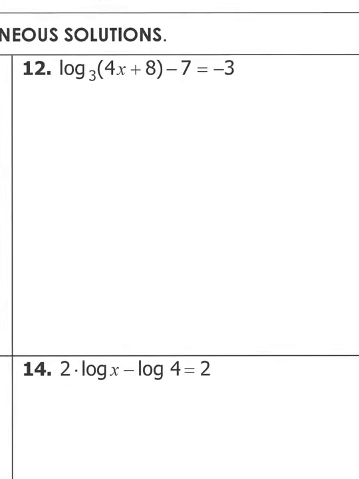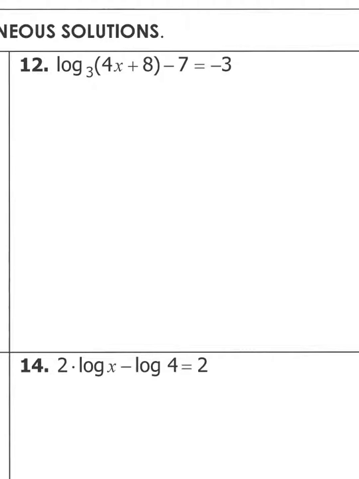Okay, so in this particular situation, we only have one term that has a log, and it's this one. We don't have more than one term with a log. So we want to get this log by itself on one side. So I want to isolate this. That means I need to get rid of this minus 7. So to get rid of a minus 7, we want to add 7 to both sides.